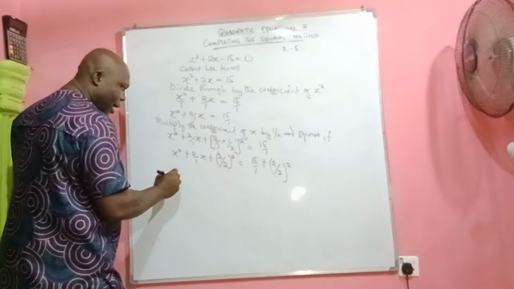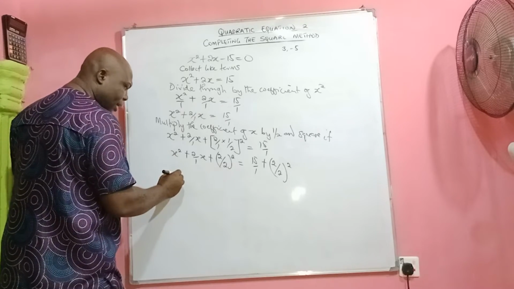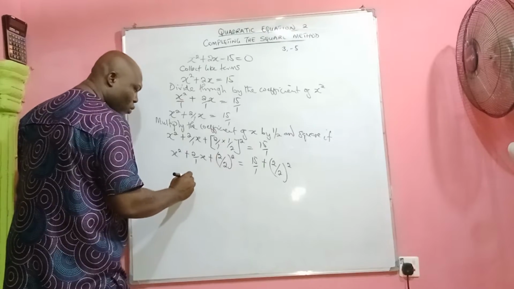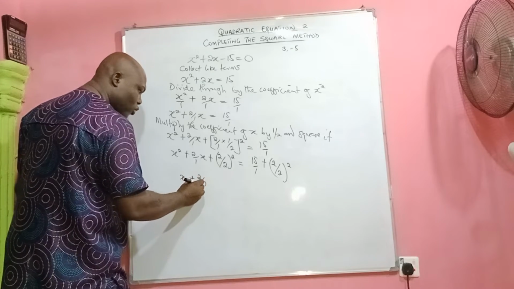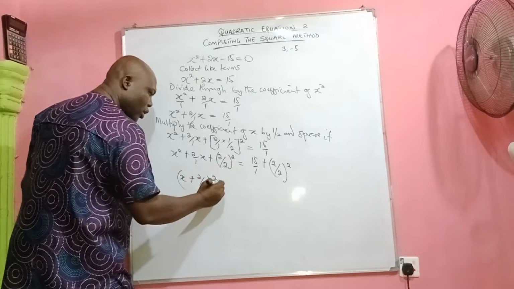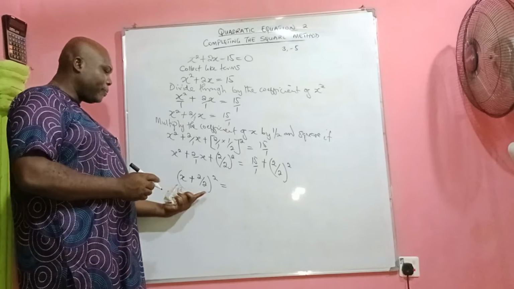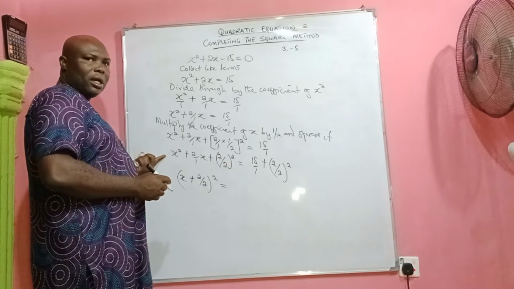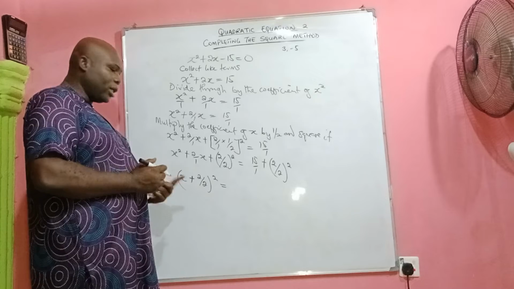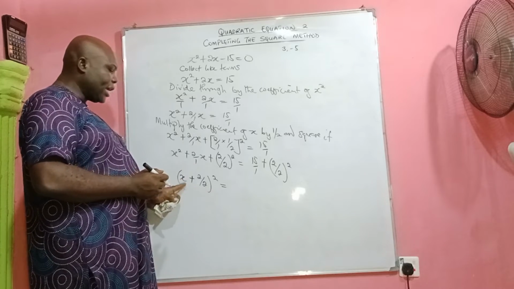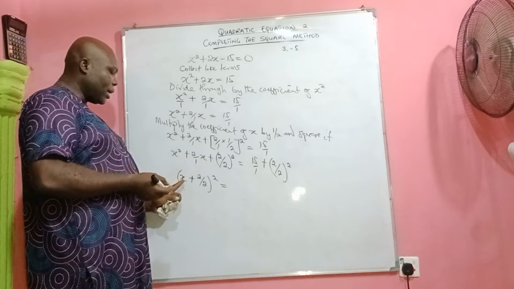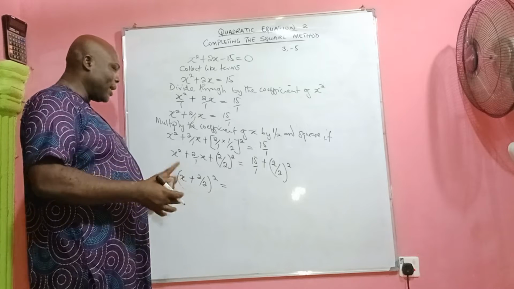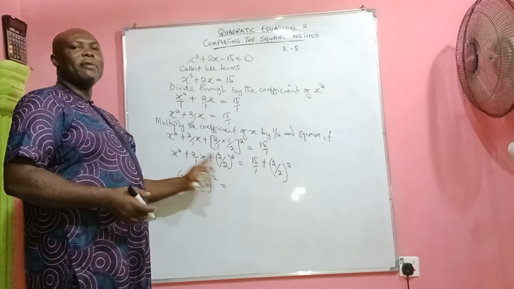At this point, you pick x, and then what is in the bracket, 2 over 2, so x plus 2 over 2 all squared equals. If we expand this, meaning x plus 2 over 2 times another x plus 2 over 2, for lack of time I won't do that, but at your leisure, expand it and you will get back what we had originally.